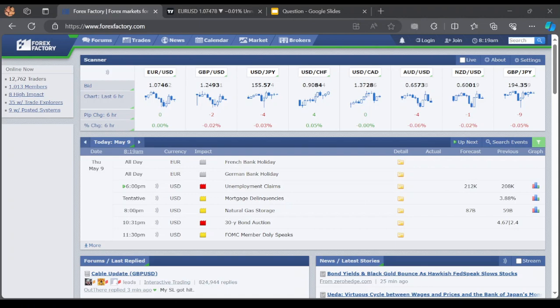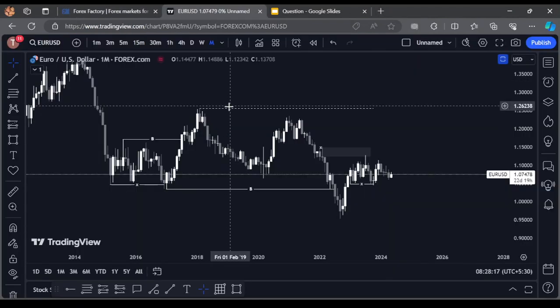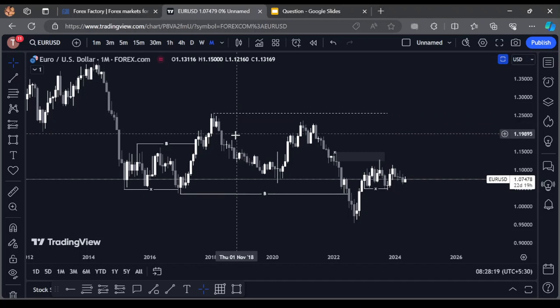Apart from that, we are having a high impact news at 6 p.m. and 10:31 p.m. So be cautious around these both timings since it could be high volatile and high spread areas as usual. So now let's move to the charts. So this is the monthly chart of Euro USD.